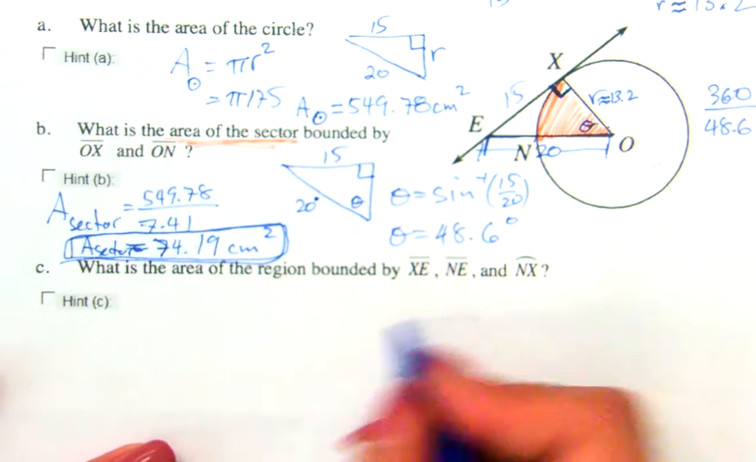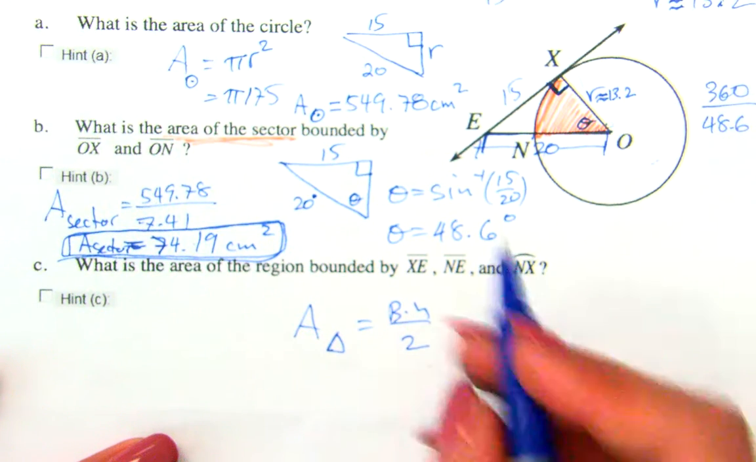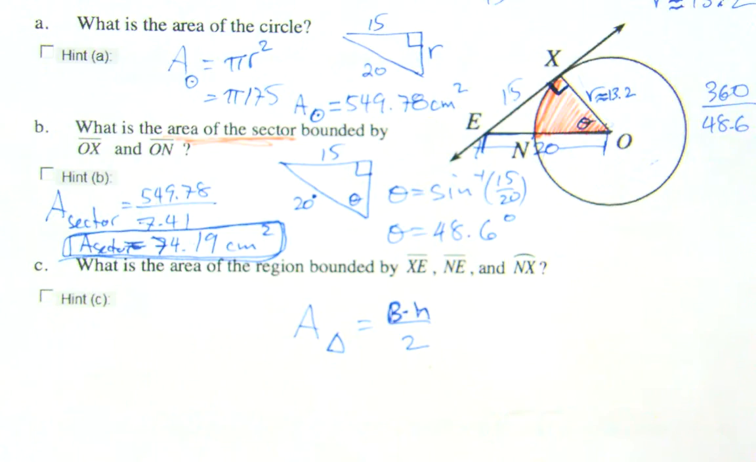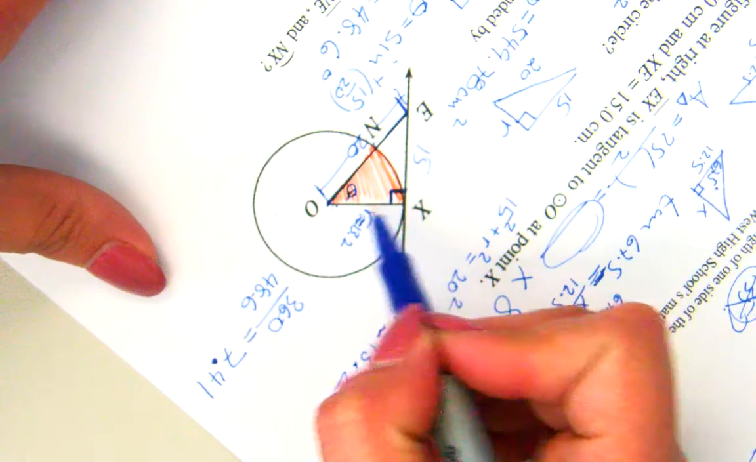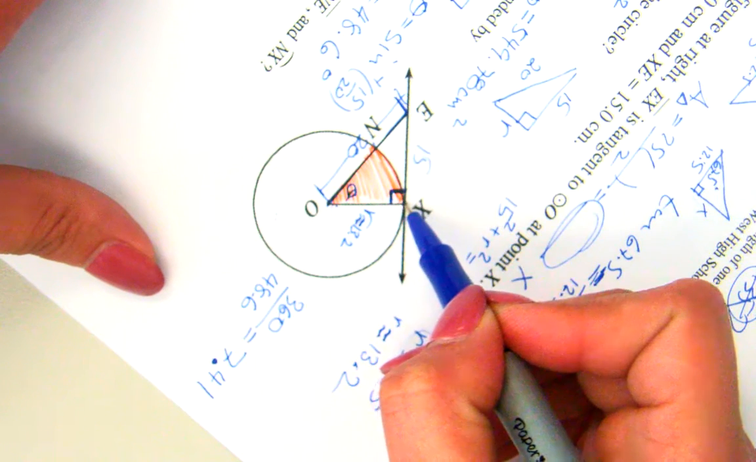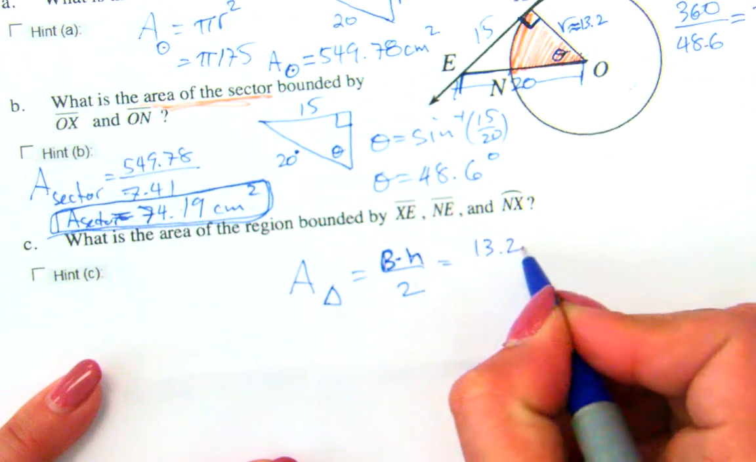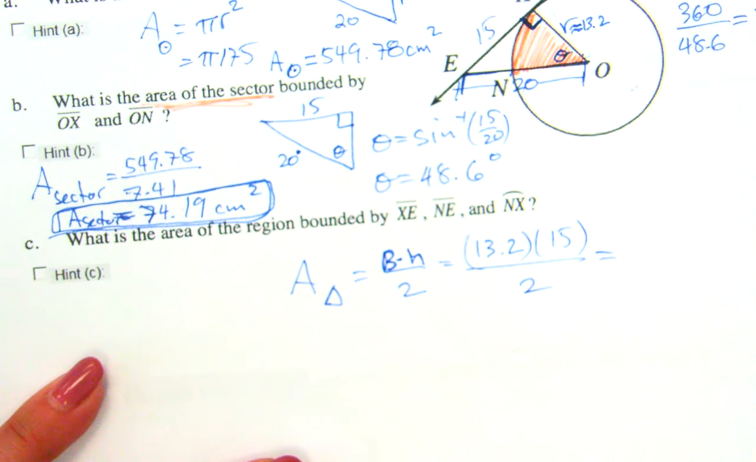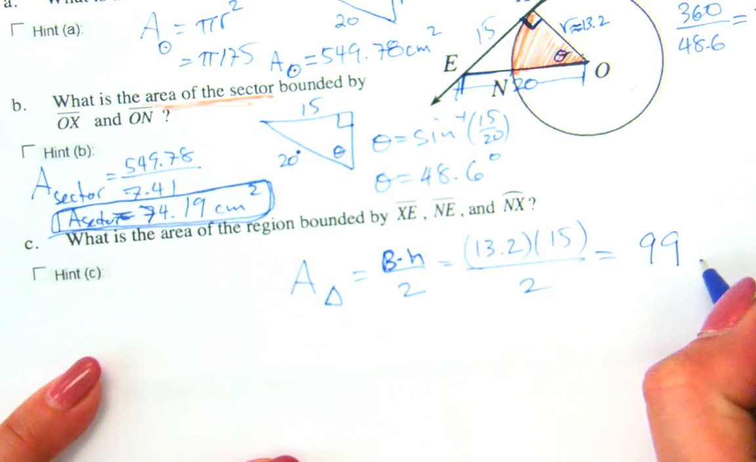Okay, so area of the triangle is base times height divided by 2. Well, you should not be using 20 because that's not a very nice base to use. If you turn the paper around, your base is really your radius and your height was the 15, which makes it super convenient now. Radius was 13.2, your height was 15. So 13.2 multiplied by 15, all divided by 2 should give you an area of the triangle of 99 centimeters squared.